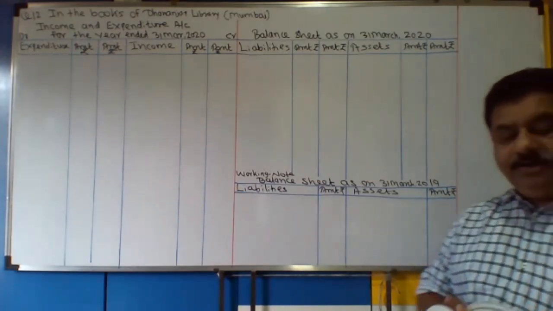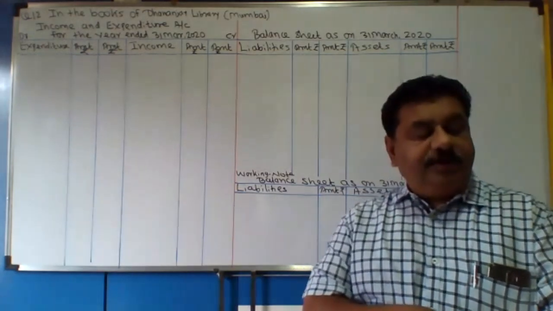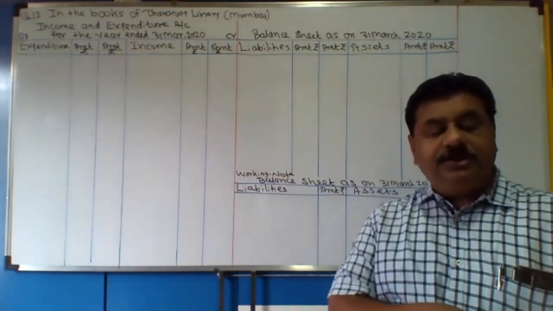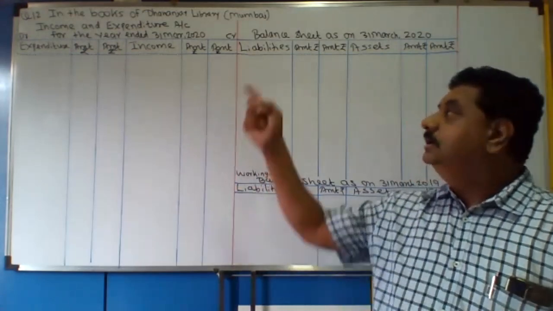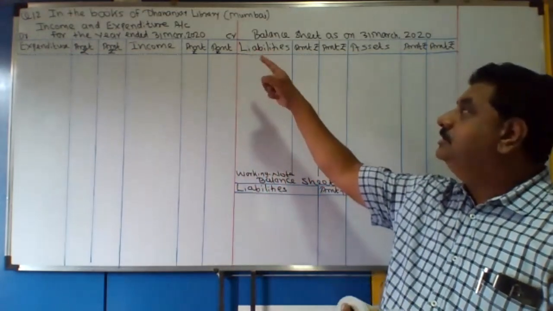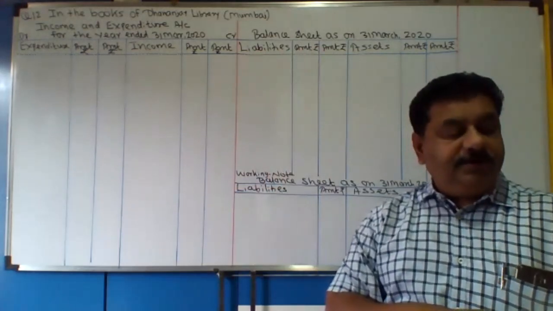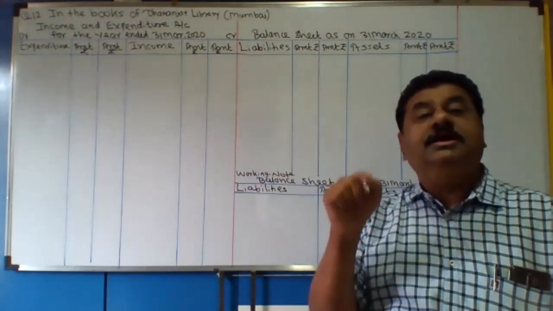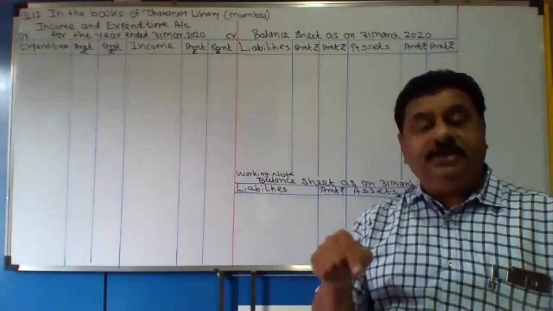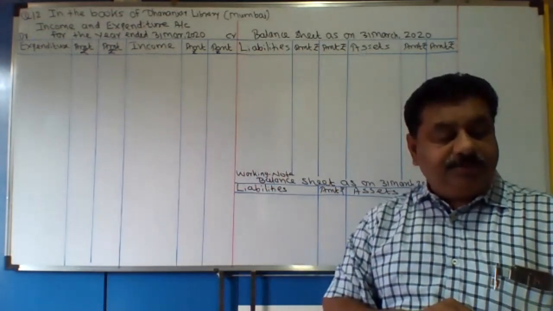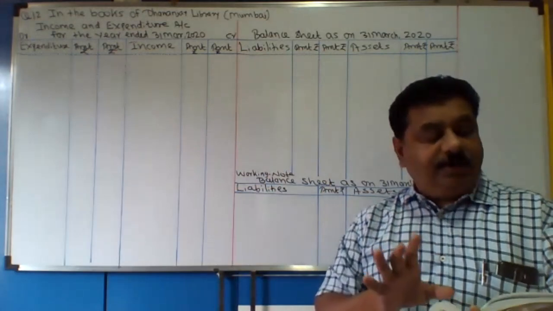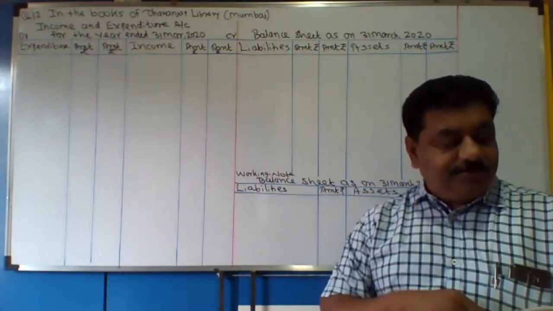Okay, I am reading the problem for you. Following is the receipt and payment account of Dhananjay Library, Mumbai. It is written there: in the books of Dhananjay Library, in the bracket Mumbai, for the year ending 31st March 2020. This is the current year, by the way. It is called the current year. The receipt and payment account is given to you and the information is given to you.